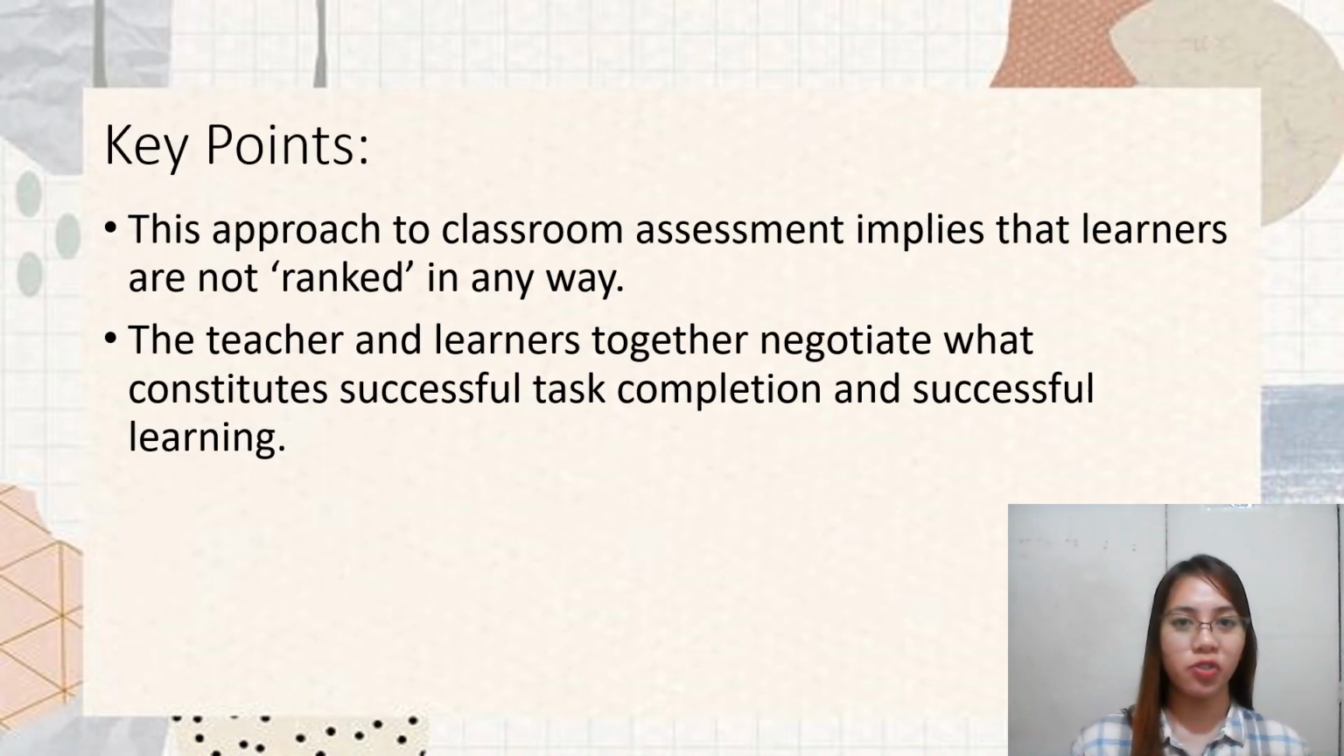This approach to classroom assessment implies that learners are not ranked in any way. So this method of evaluating students in the classroom suggests that there is no ranking system in place. Next, the teacher and learners together negotiate what constitutes successful task completion and successful learning. So together, the teachers and the students decide what makes for a successful assignment finish and learning experience.